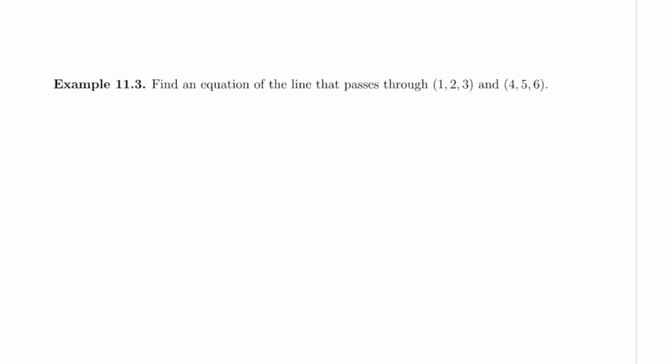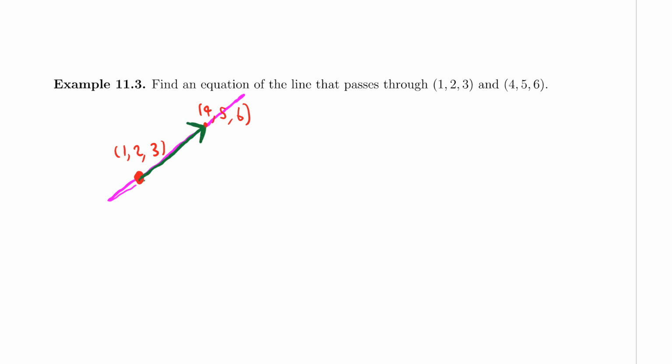I'd like to find an equation of the line that passes through the points 1, 2, 3, and 4, 5, 6. So I have 2 points, 1, 2, 3, and 4, 5, 6. I want a line that goes through these 2 points. Now, one way we can look at this line is that it passes through 1, 2, 3, and is parallel to the green vector here, which is the vector that starts at 1, 2, 3 and ends at 4, 5, 6.